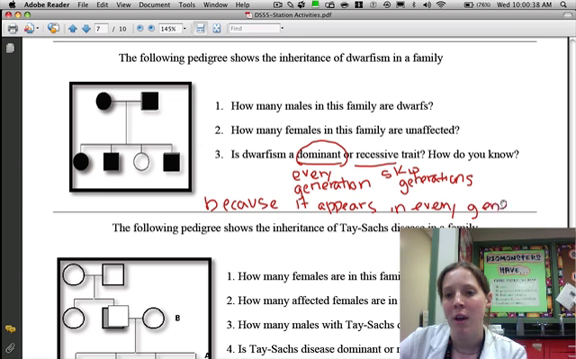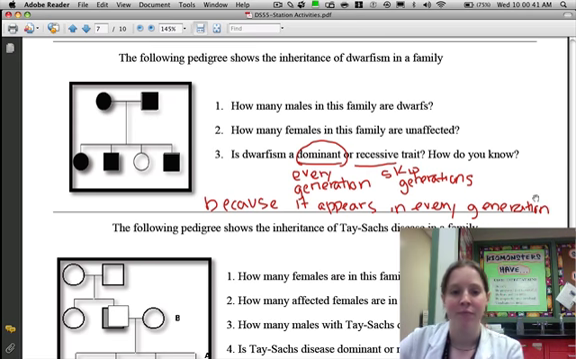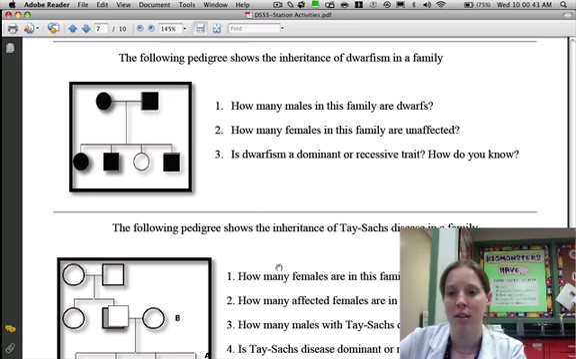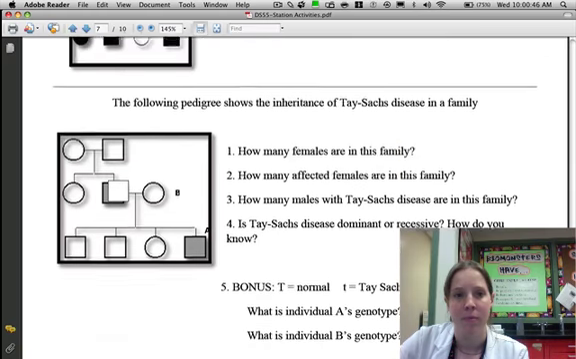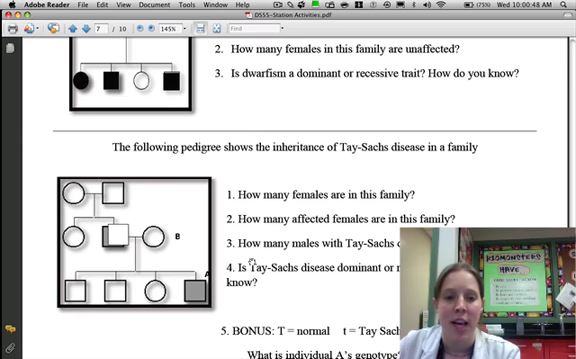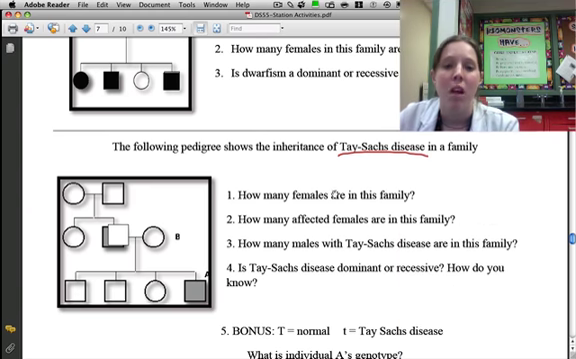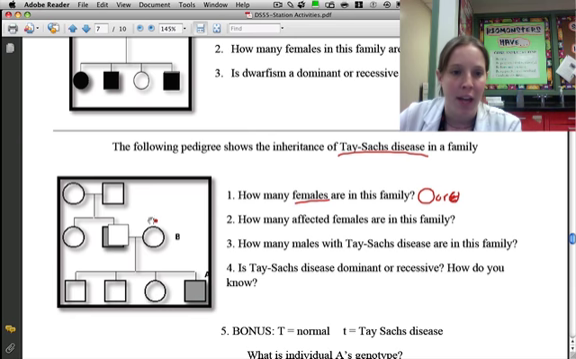Okay, now I'm ready to scroll down to my next question. This question says the following pedigree shows the inheritance of Tay-Sachs disease in a family. My first question says how many females are in this family? Again, it doesn't specify shaded or unshaded, so I am just looking for any circle that's in my pedigree. And if I go over and count, I see that there are 1, 2, 3, 4 females total in this family. So that's going to be the answer to the first question.